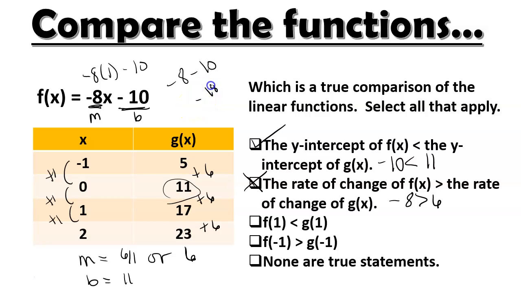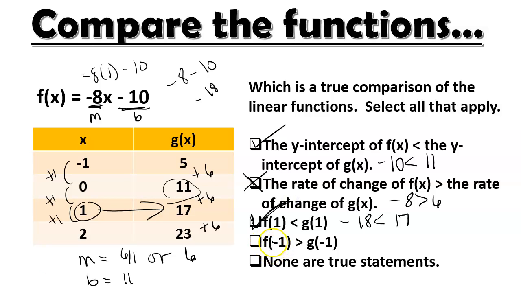There we go, negative 18. So I'm going to write that down here. Negative 18 is less than g of 1, so here's my 1, and that's 17. So negative 18 is less than 17. Yes, that's true. Now I have f of negative 1.